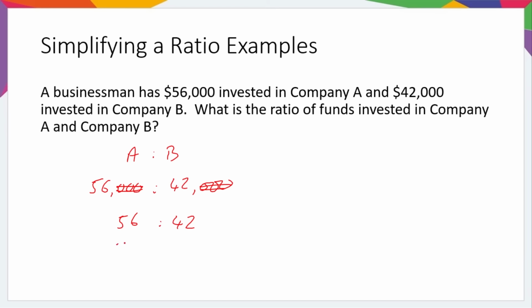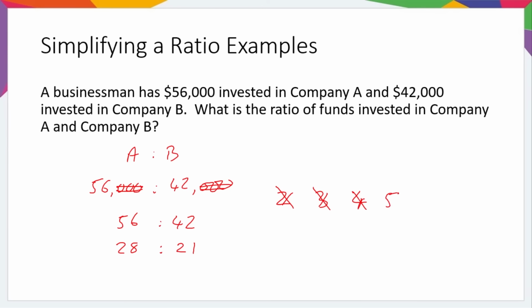56 divided by 2 is 28. You might need a calculator. And 42 divided by 2 is 21. So at this stage, we now need to simplify 28 to 21. Well, we can't divide by 2 because 21 is odd. So let's try a 3, but 3s don't go into 28. They do go into 21, but not 28. That's no good. No point trying 4 because if they can be divided by 4, then they would have been able to be divided by 2.